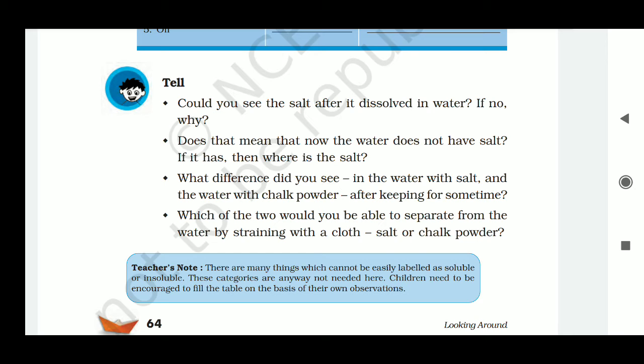What difference did you see in the water with salt and the water with chalk powder after keeping for some time? Salt will dissolve in water, and chalk powder will settle down after keeping for some time. So which of the two would you be able to separate from the water by straining with a cloth, salt or chalk powder?